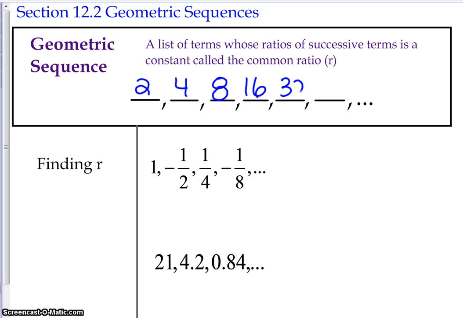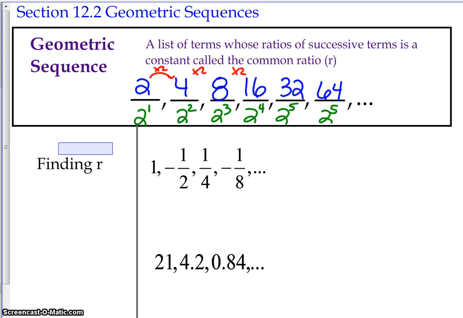So here we have a geometric sequence. What's different here is that to get from one term to the next, we're multiplying. Here we're multiplying by 2. You might also notice that we have 2 to the first power, 2 to the second power, 2 to the third power, 2 to the fourth. That is by design. What you're multiplying by, your ratio, is your base, and the term number has to do with your exponent.